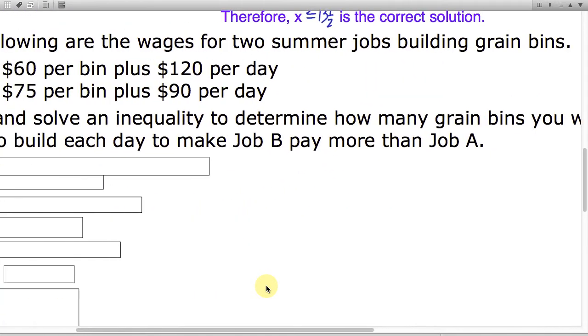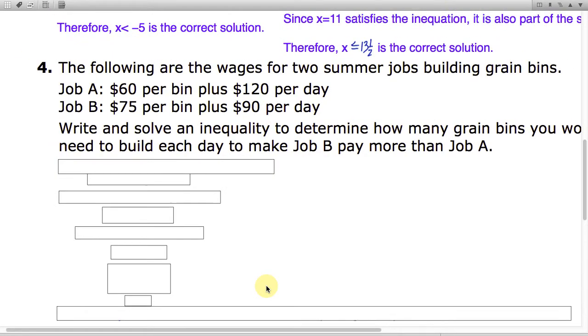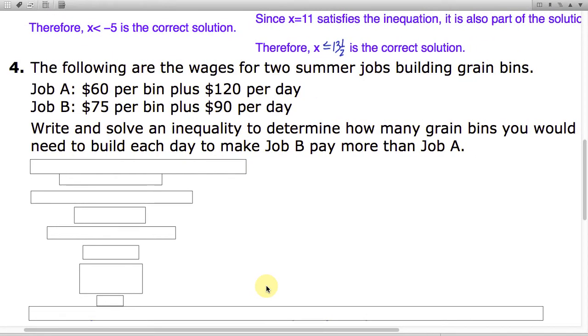Okay, so last thing to look at here. It says the following are wages for 2 summer jobs building grain bins. Job A, you get $60 per bin and you get $120 per day. Job B, you get $75 per bin plus $90 per day. You want to write and solve an inequality to determine how many grain bins you would need to build each day to make job B pay more than job A.